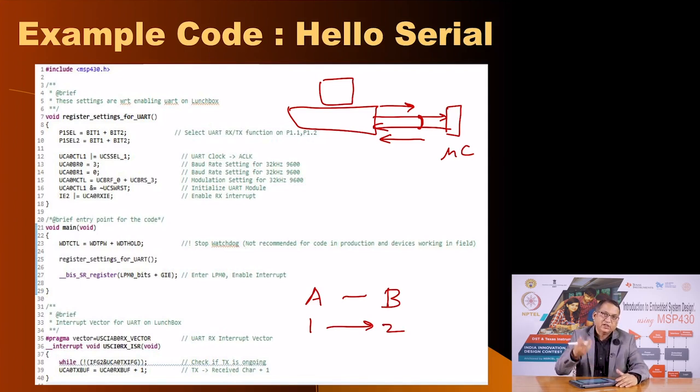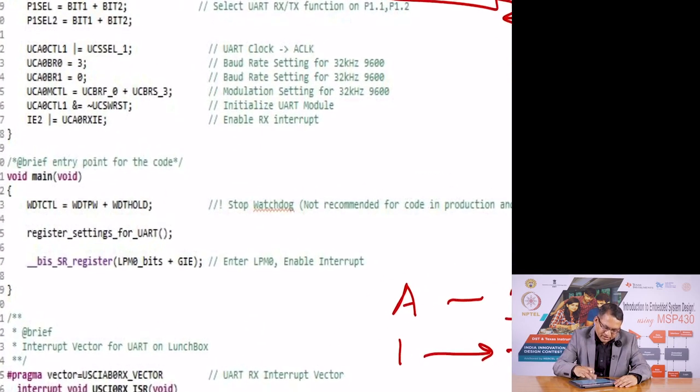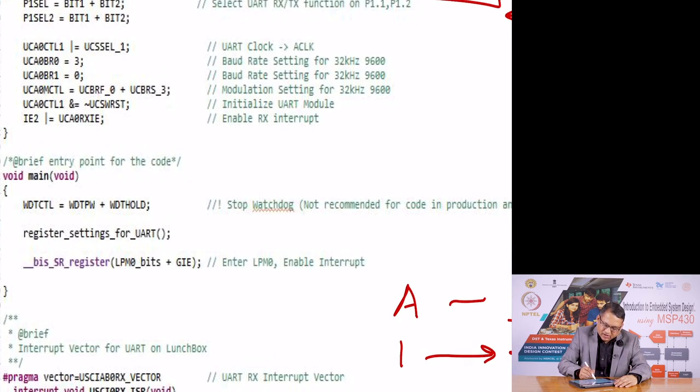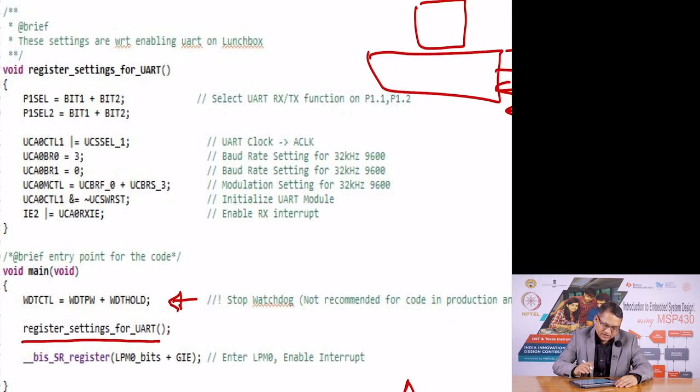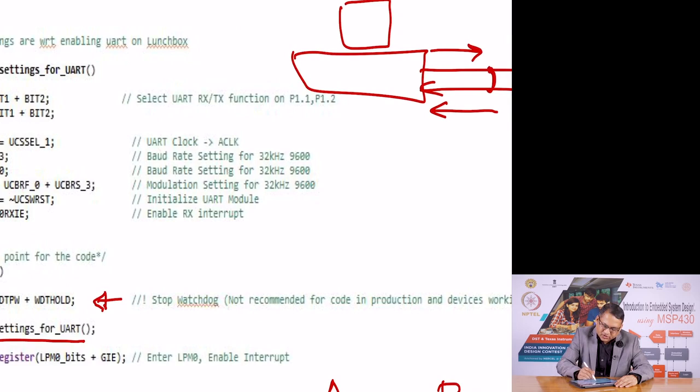It is just a single page of code. In the main program, all you have done is stop the watchdog timer as we always do, and then we are calling a subroutine for setting the UART registers. Here is that register. In this, the P cell 1 and P cell 2 bits are written appropriately, so that you can map the transmit and receive functions on P1.1 and P1.2.